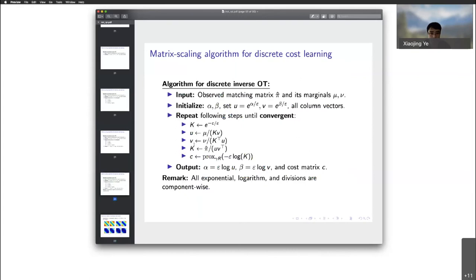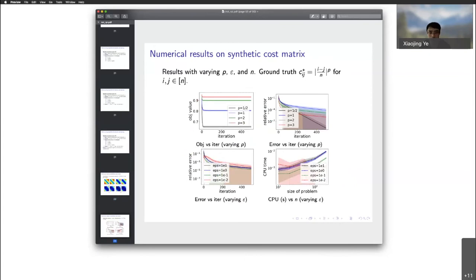Okay, we look at the objective function value, or this is probably more, the second one right here is more informative. It tells us the relative error between the recovered cost and the ground truth cost in terms of the iteration of the algorithm we just mentioned. You know that for each iteration, the computational cost is really low, and you just do a few hundred iterations, and the error reduces to 10 to negative 4 or even lower, depending on different choices.